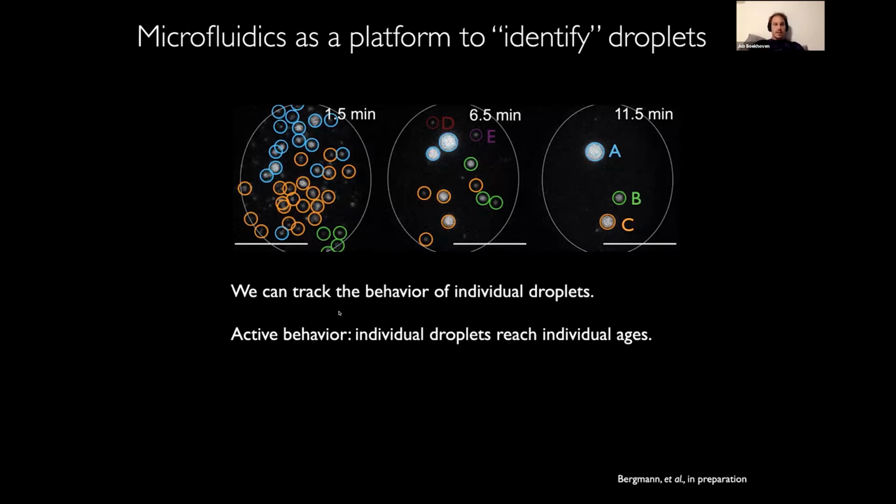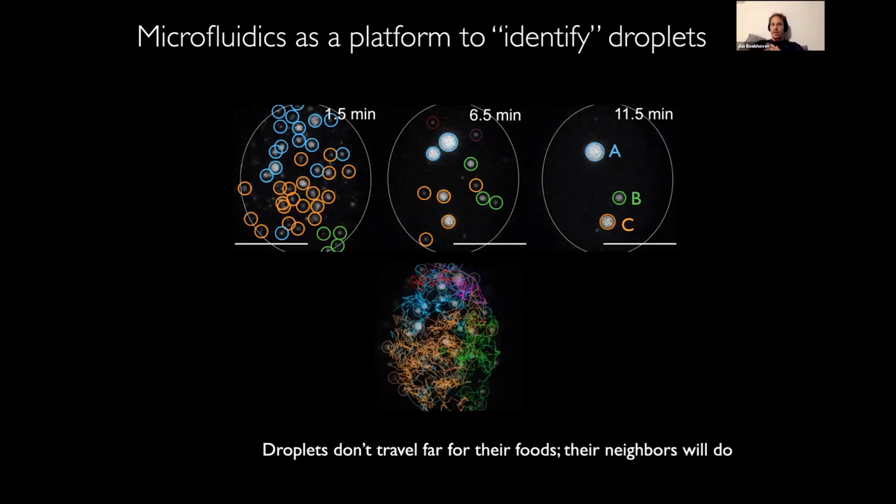So what I want to show over here is that with this active behavior, individual droplets reach individual ages. So it seems to suggest that droplets have an identity. You can also see how far they travel. And as you can see, you have a domain of orange, a domain of green, and a domain of blue. It seems to suggest that droplets don't travel very far for their food. They don't go all the way to the other side. Orange has eaten all this part. Blue has eaten all that part. They just eat their neighbors, but they won't cross all the way to the other end of the microfluidic droplets.